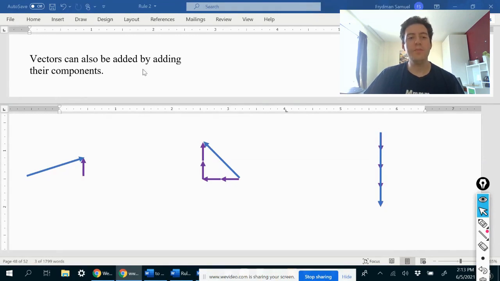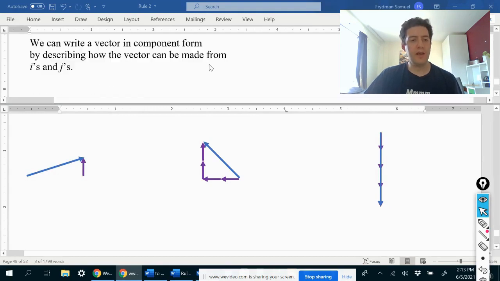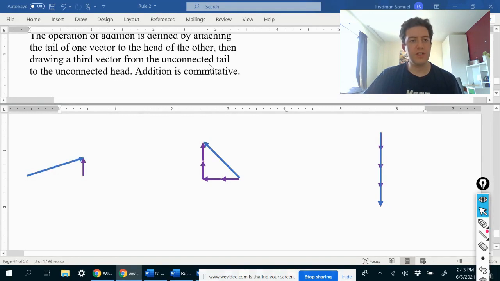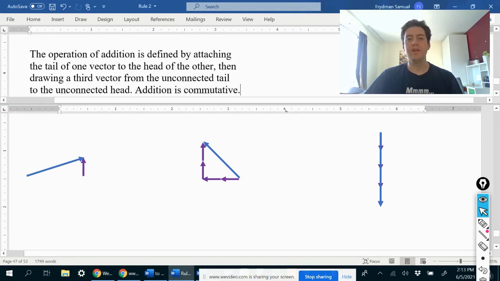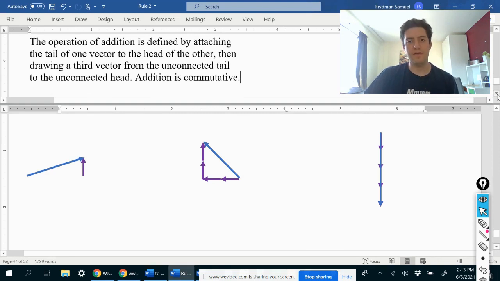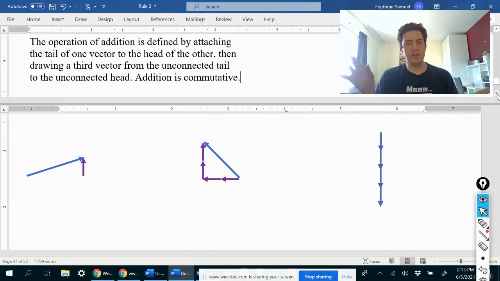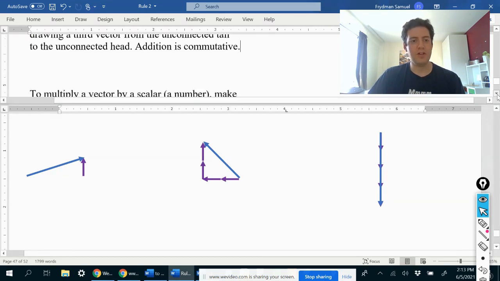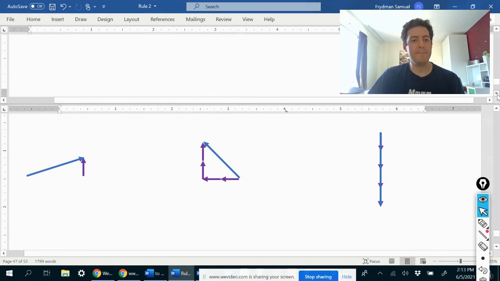Vectors can also be added by adding their components. So we did talk about how to add vectors together by connecting them head to tail and then drawing a third vector. But if we know the components of the vectors, meaning we know how both vectors can be broken down into i's and j's, then we can simply add the components of those 2 vectors together to add the vectors together. All right, so let me show you what I mean by that.